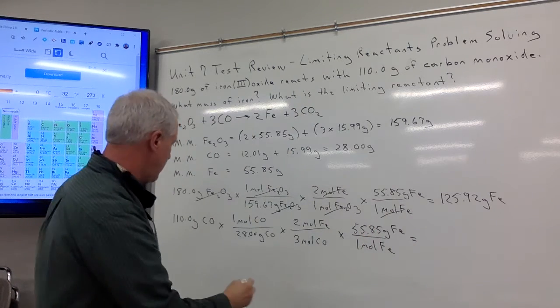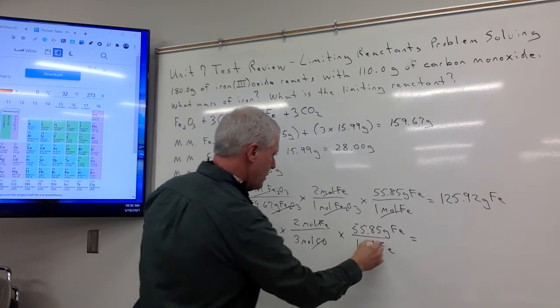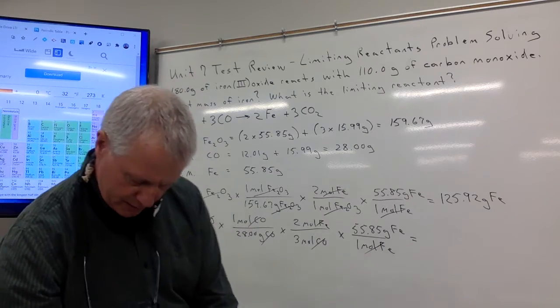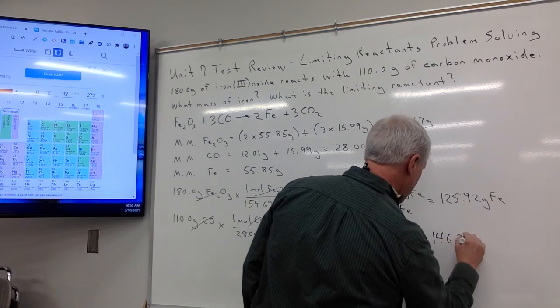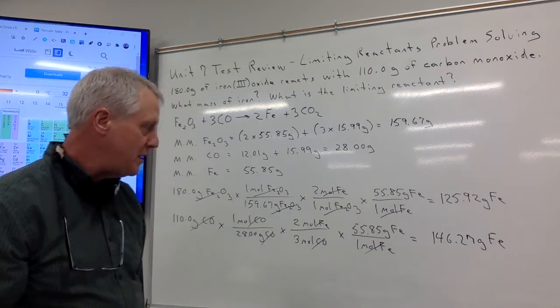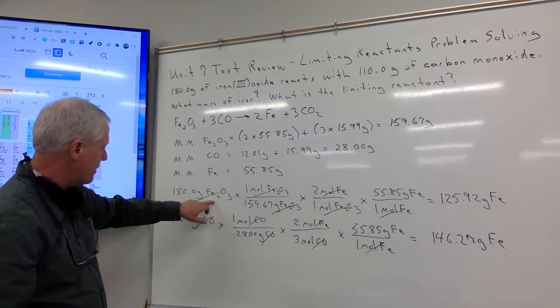And when we work all of that out, it turns out to be 146.27 grams of iron. So that then determines that the least amount would be from the iron oxide.